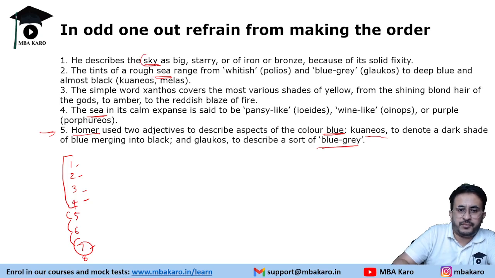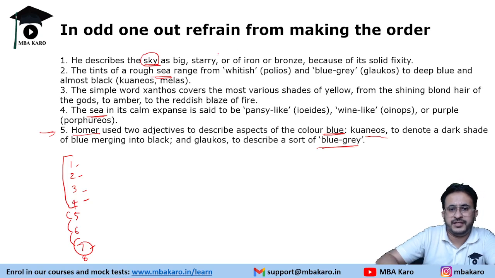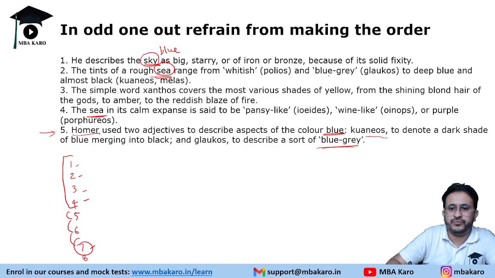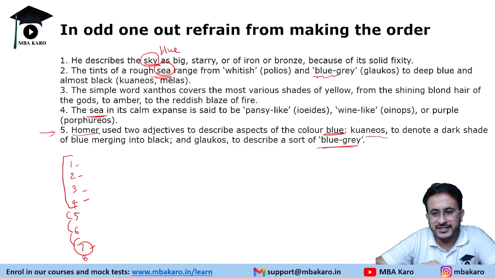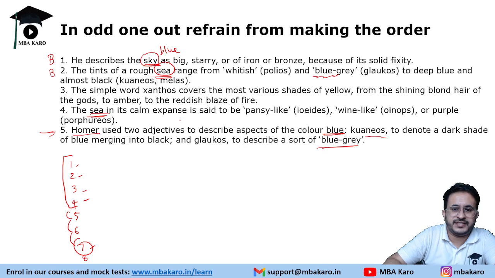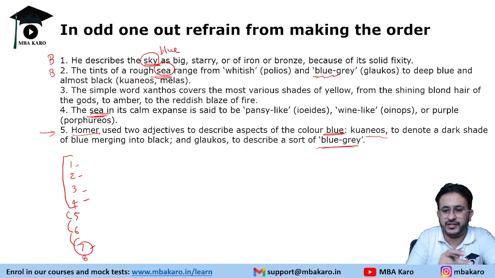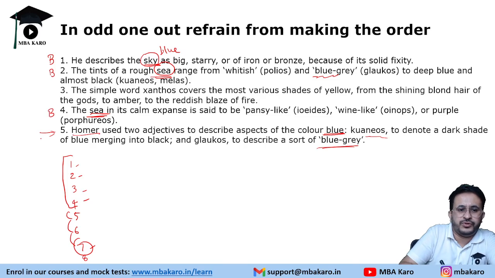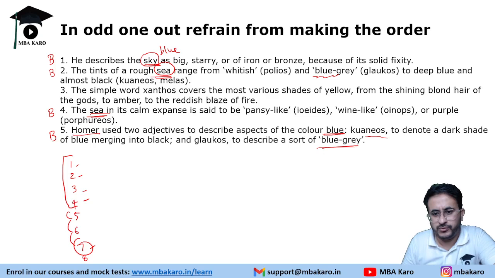Okay. Now when you talk about sky, iron or bronze because of its solid fixity. What is sky? The color of the sky is also blue. It talks about sea. Okay, whitish to blue gray. Again, the word blue has been used. Sea is also blue in color. Okay, the sea in its calm expanse is said to be pansy like. Now you do not know pansy like. If you do not know these meanings, fine. Wine like, purple, right? Some shade of blue. Purple is a sort of blue, so it is also talking about blue. This is the opening sentence which talks about blue, right?